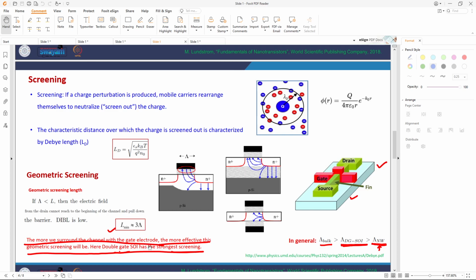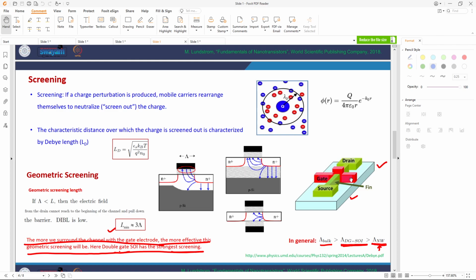Okay, sir. Yes, that is lambda. So essentially, what we are saying is the more we are surrounding the channel with the gate electrode, the more effective the screening will be.